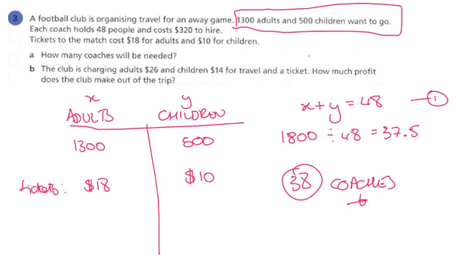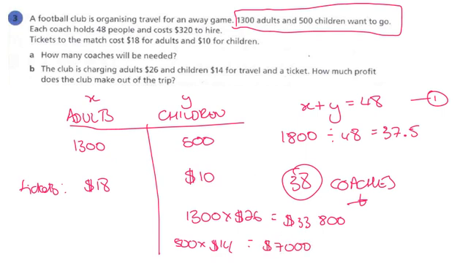The club is charging adults $26 and children $14 for travel and a ticket. How much profit does the club make out of the trip? Okay, so 1,300 adults times $26 gives us $33,800, and then 500 children times $14 will be $7,000 for the children. So this is for travel and tickets.